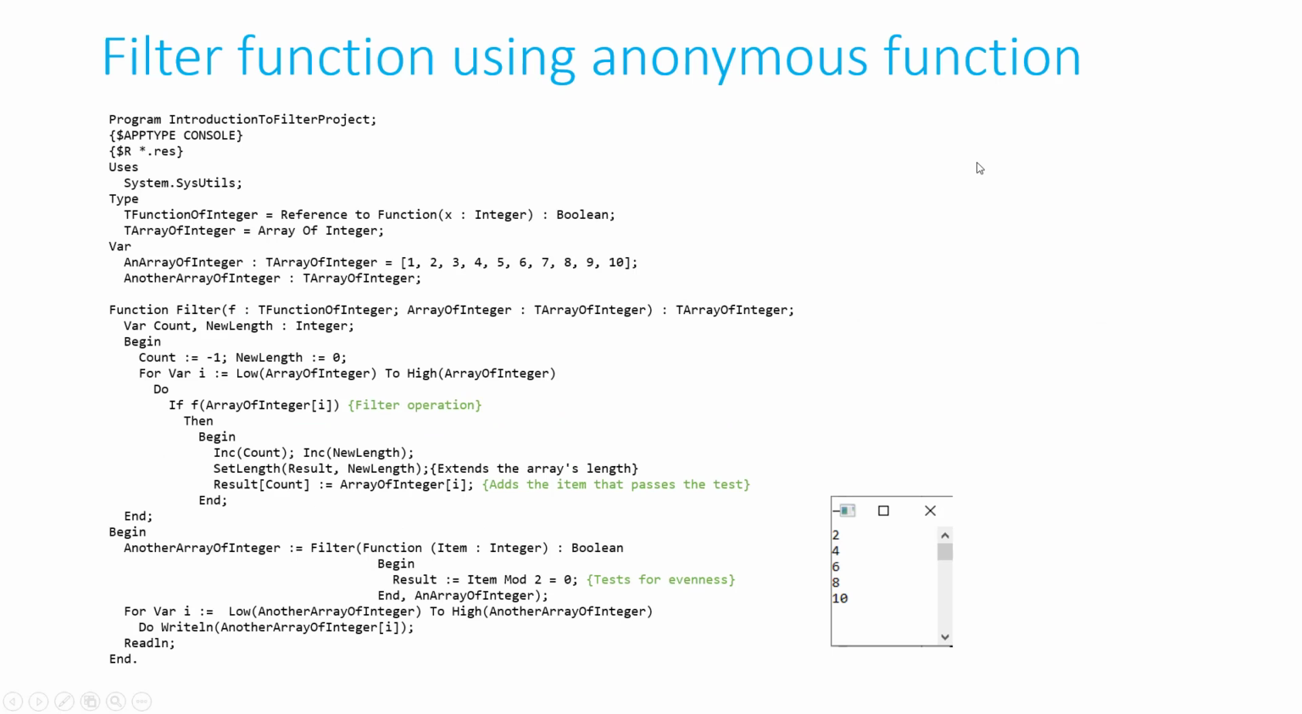Okay, let's have a look at the Delphi program that implements this filter. It's called Introduction to Filter Project. It's a console application. It has a function type, T function of integer, which references a function of a single argument, which returns the result true or false. We have a dynamic array type, T array of integer.